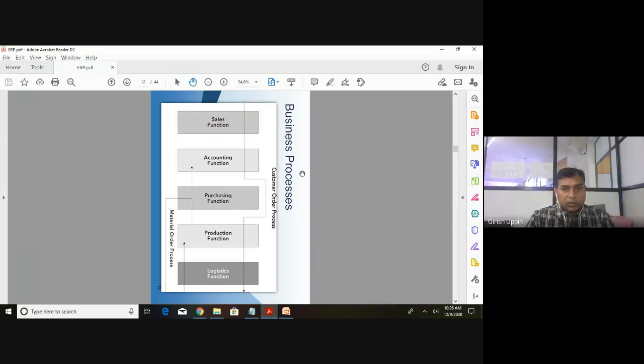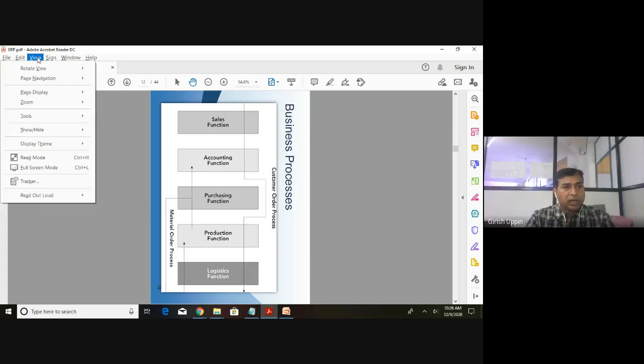Okay, so these are the business processes. Sales function, then accounting function, then purchasing function. Once salespeople get the order, if payment is done, then purchasing will happen, purchasing of the raw material, and production of that particular product, and the logistics is shipping and sending it to the desired location.